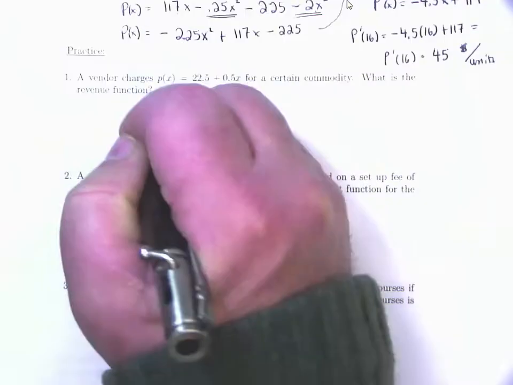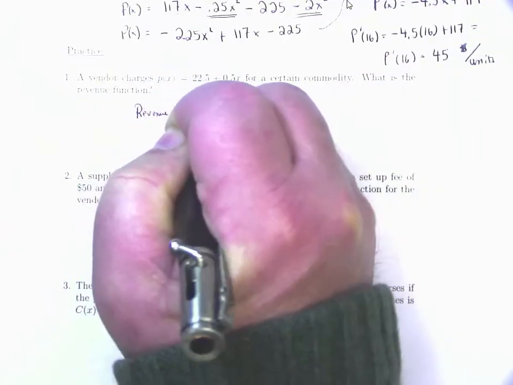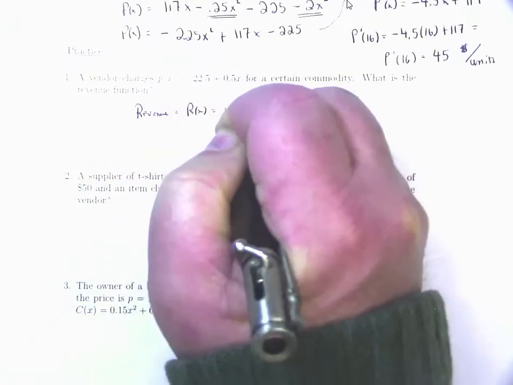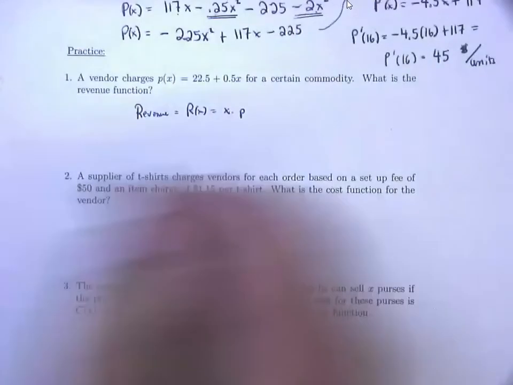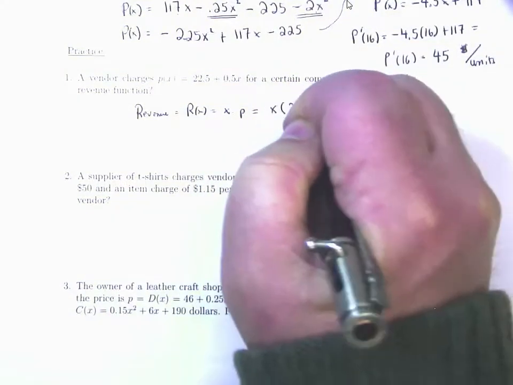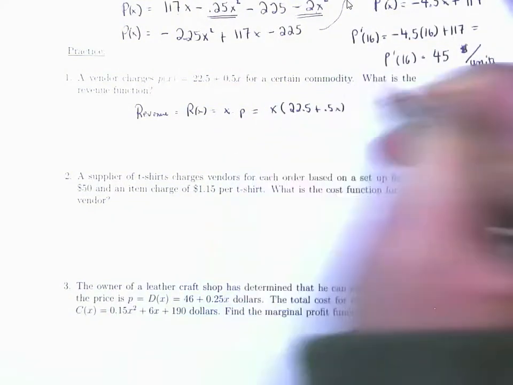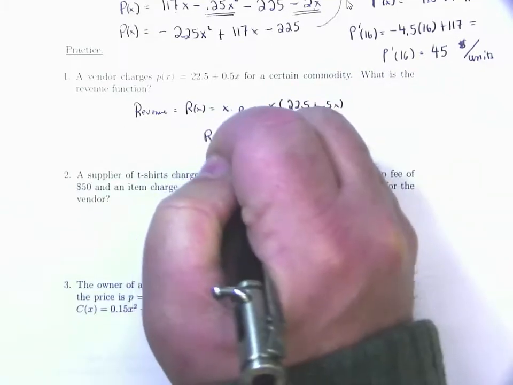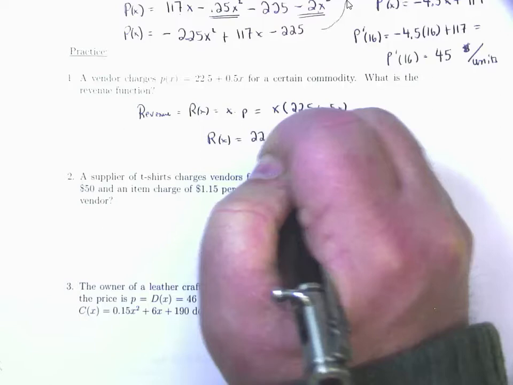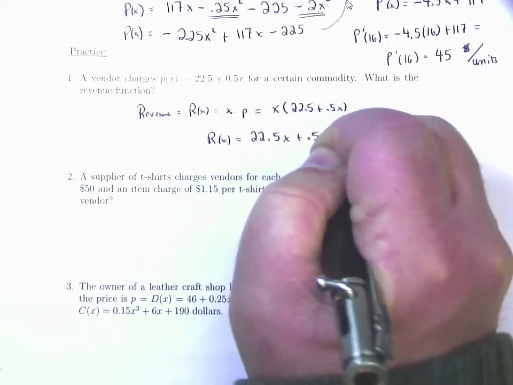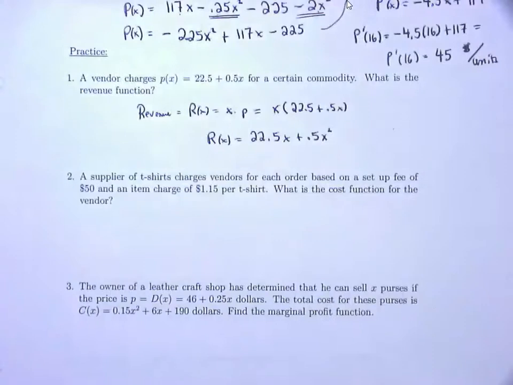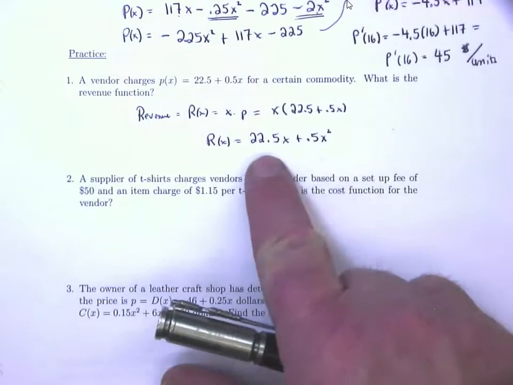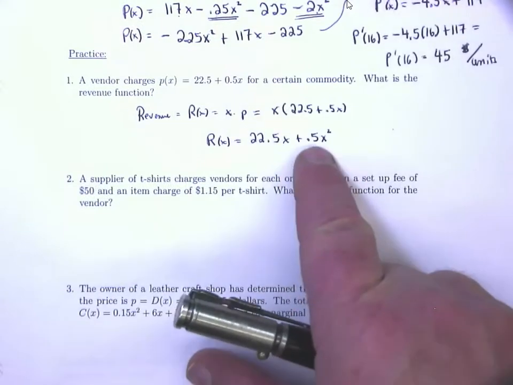So revenue equals R of x, but the formula for that is x times p, x times price, or x times your demand equation. So this is going to be x times (22.5 plus 0.5x). And I'm going to clean that up, so I get the revenue equation being equal to 22.5x plus 0.5x squared. Does that make sense? Now, they didn't ask me to find the marginal revenue. If they did, not a problem. I take the derivative of it. R prime of x would be 22.5 plus 2 times 0.5, which is 1x.